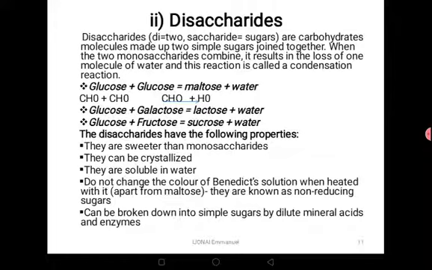And then, for example, if it is maltose, there is an enzyme called maltase, which breaks maltose down to two glucose molecules. If it is lactose, there is an enzyme called lactase, which breaks down lactose to galactose and glucose. If it is sucrose, there is an enzyme called sucrase, that breaks down sucrose to fructose and glucose. And we shall look at the enzymes later on. And the process by which a bigger molecule is broken down to smaller molecules, in this case, is called hydrolysis.